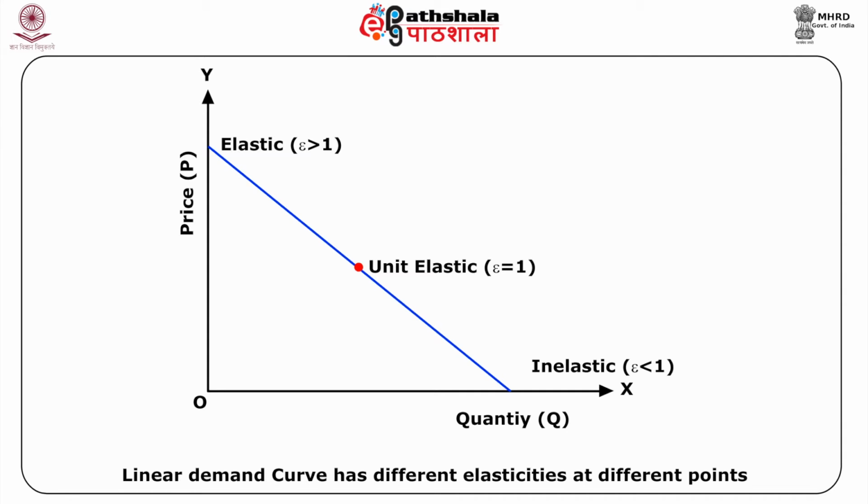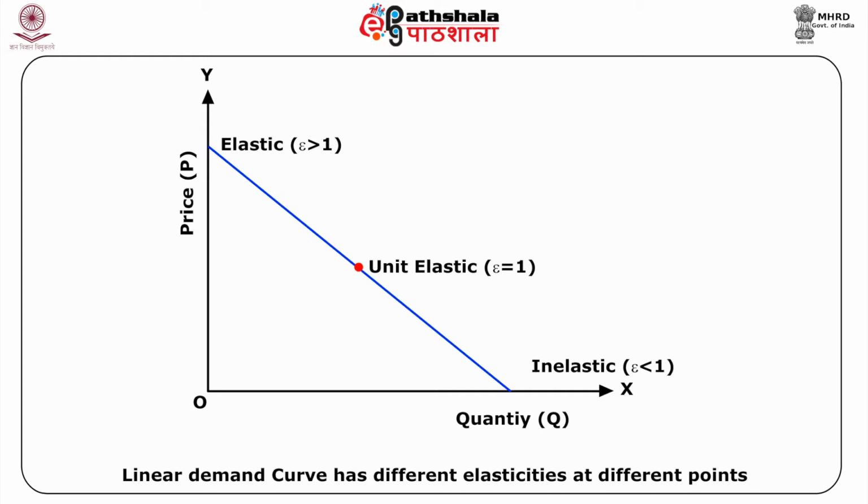For relatively high values of P and low values of Q, elasticity is greater than unity. For relatively high values of Q and low values of P, elasticity is less than unity, while it is exactly equal to 1 at the midpoint when P is equal to Q.